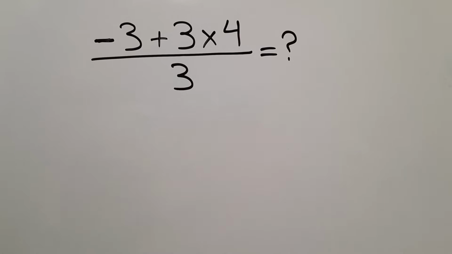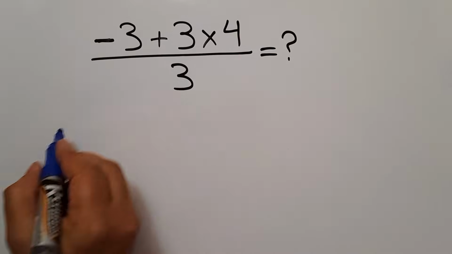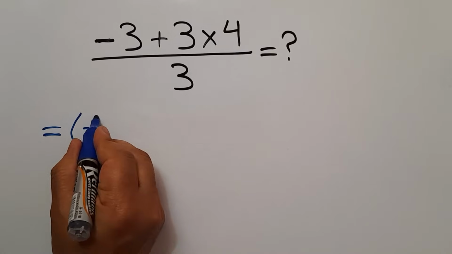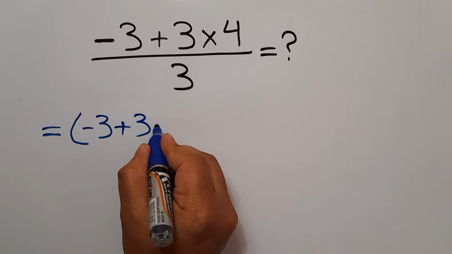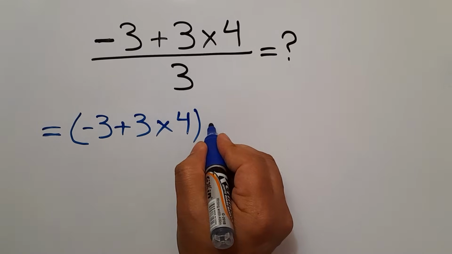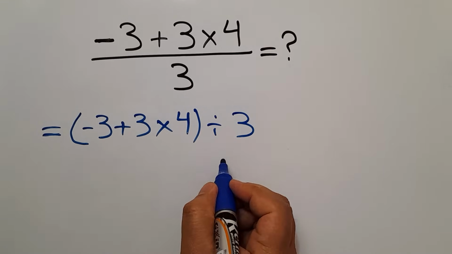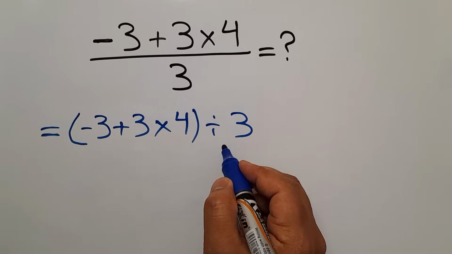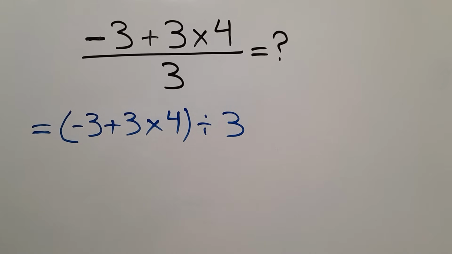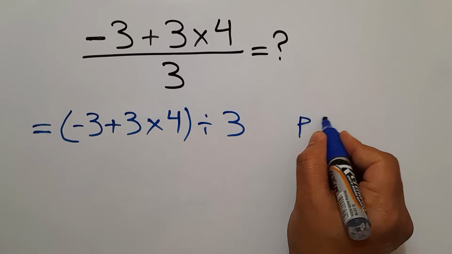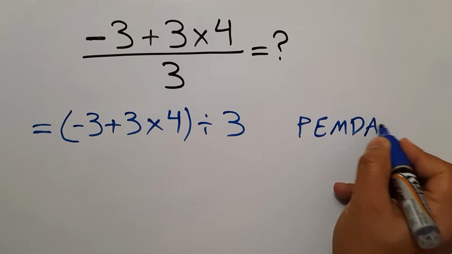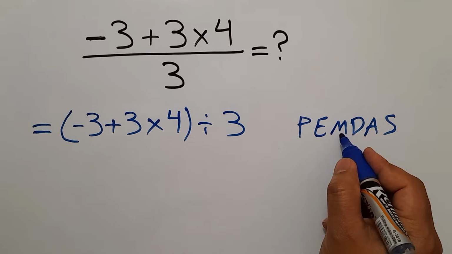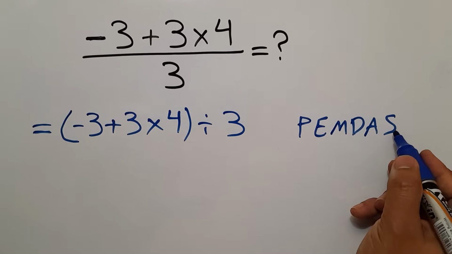No correct path. Our fraction can be written as negative 3 plus 3 times 4 divided by 3, the numerator divided by the denominator. And here, according to the order of operations, which is PEMDAS, we first do parentheses, then exponents, then multiplication and division, and finally addition and subtraction.